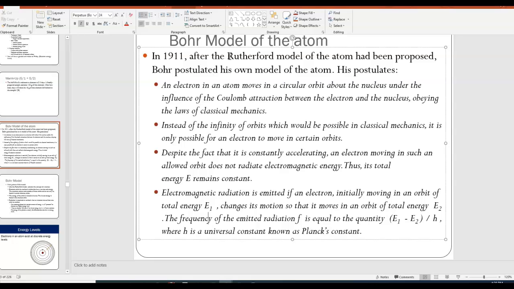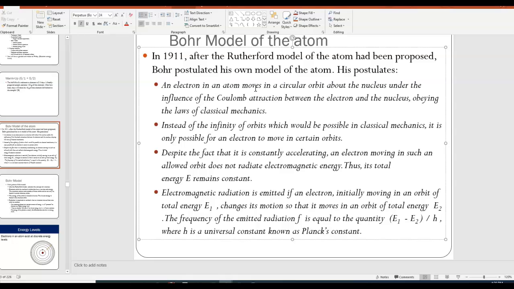Okay, so here are the postulates in the Bohr model. Number 1, an electron in an atom moves in a circular orbit about the nucleus under the influence of the Coulomb attraction between the electron and the nucleus, obeying the laws of classical mechanics. Now, this one is not really new.